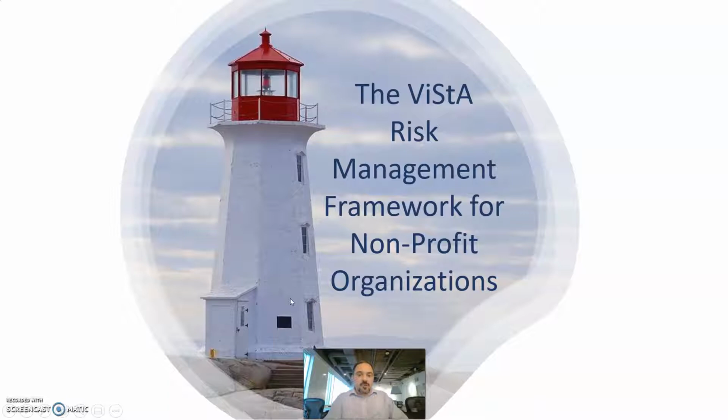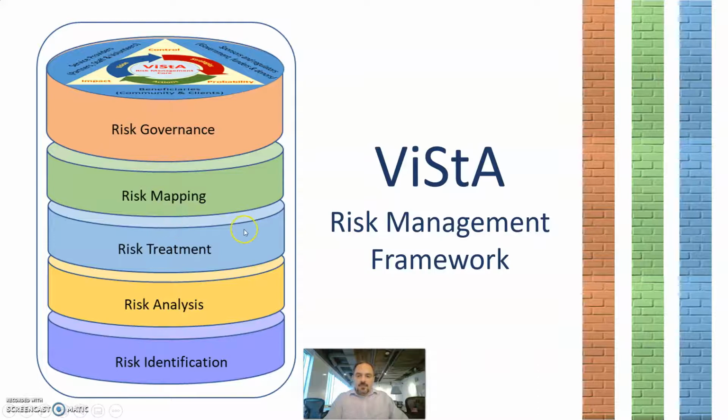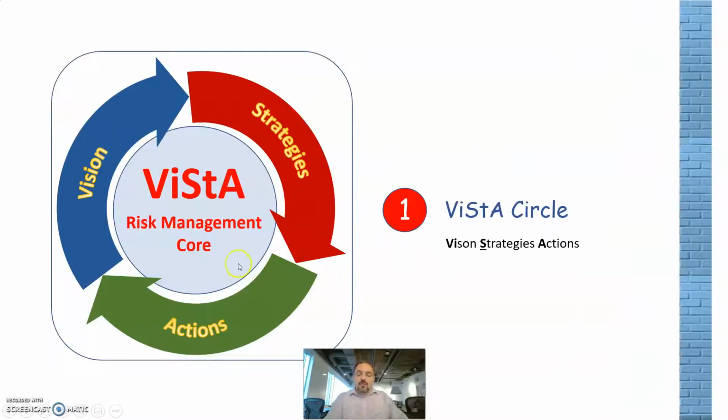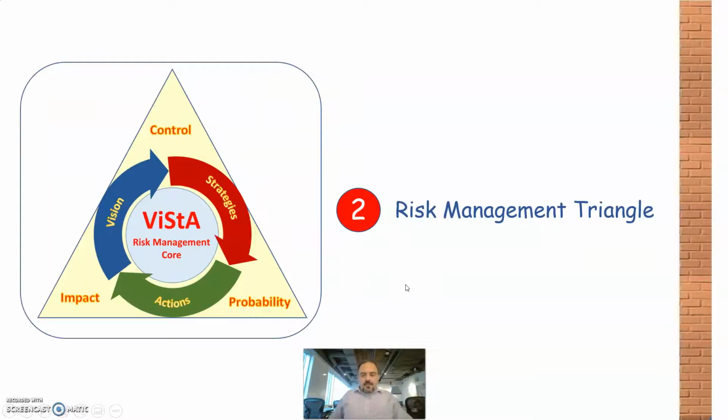We started to talk about ViStA Risk Management Framework. And this was the overall framework, how it looked like. I briefly explained the first stage, vision, strategies, and actions. We call it ViStA Circle. And the second stage, we call it risk management triangle.